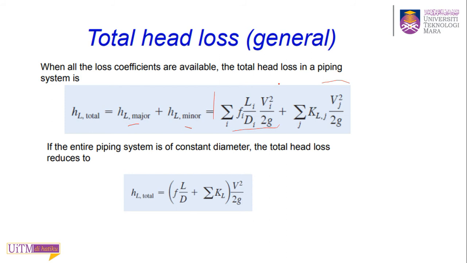But if the entire piping system has a constant diameter, only one diameter, then you can just use the equation straight away. Because V will be the same, they take V out as a common factor. So this is a much simpler equation.